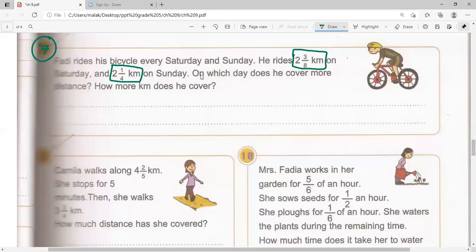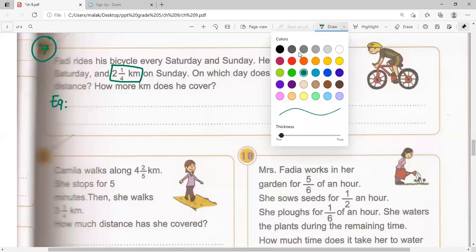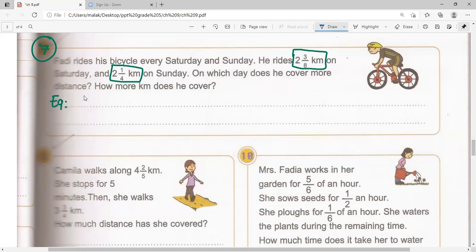Ranim, on which day does he cover more distance? On Saturday or on Sunday? Which one is more? 2 3/8 or 2 1/4? How do we compare them? Find the common denominator. Exactly. We will change the mixed numbers to fractions in order to compare them. So we have to compare the two mixed numbers together. Muhammad, stay mute, please.